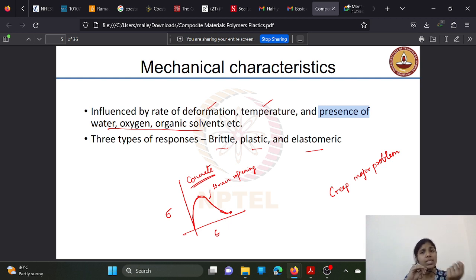We would have seen this elastoplastic region in case of steel, but in the case of polymers it is known as elastomeric, brittle, plastic and elastomeric. In subsequent slides you can understand what you mean by brittle, plastic and elastomeric nature.